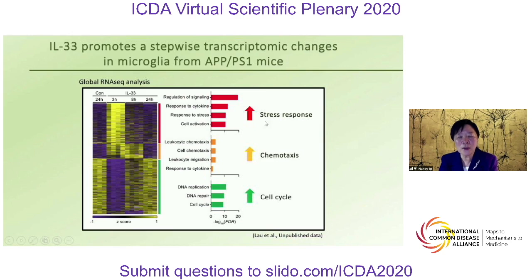Including the early change at 3 hours, pathway analysis shows that this is associated with cell activation and stress response. And there's a subset of these genes that remain elevated at up to 8 hours, and pathway analysis reveals that they are associated with chemotaxis and migration. These results therefore align with our observation in terms of functional characterization that IL-33 can stimulate chemotaxis followed by migration towards the plaque.